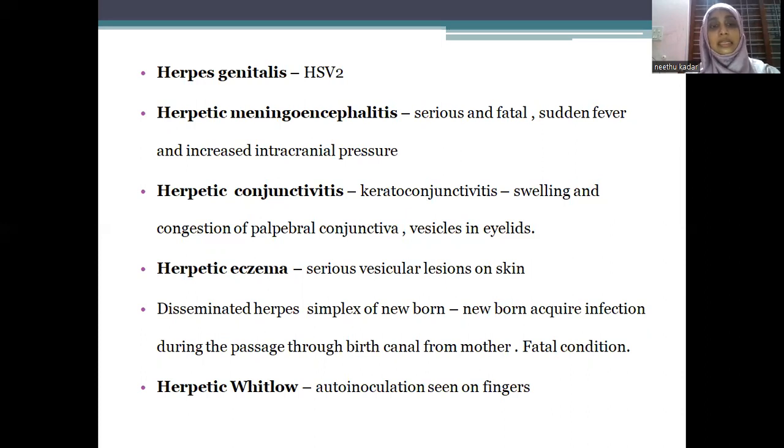Another disease is disseminated herpes. Newborns have infection during passage through the birth canal of the mother. This condition usually manifests by the 4th to 7th day of life, and usually the child dies by the 9th to 12th day. Another one is herpetic whitlow, which is caused by autoinoculation of the herpes virus on the fingers.